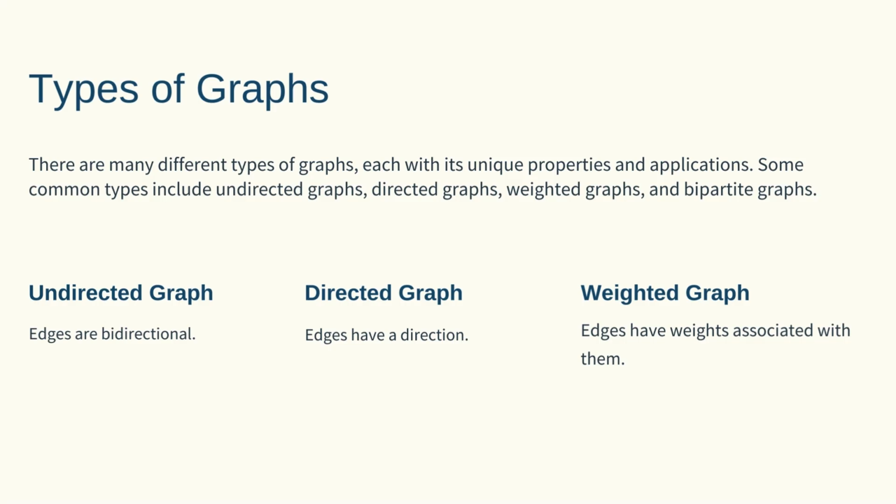Directed graph. The connection has a direction indicating one-way direction. For example, a one-way street. Weighted graph. The connection has a weight or cost associated with it, representing the strength or capacity of the relationship. For example, distance between cities. So, obviously, an unweighted graph is a graph where all connections are considered equal with no specific weight.